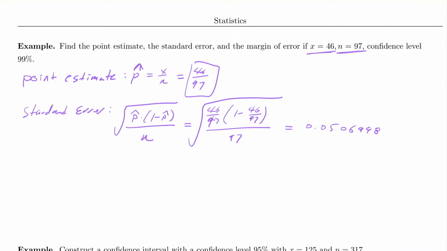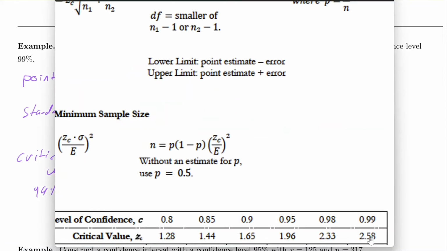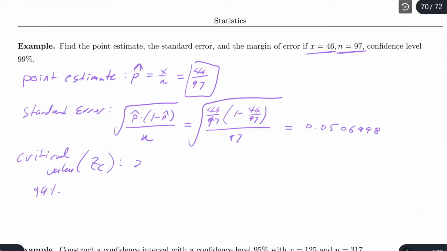Okay, so let's find the critical value, which is known as ZC or Z of alpha over 2, for 99%. Here we're looking for 99%. So we go to the table. 99% is 2.58. So just write 2.58.